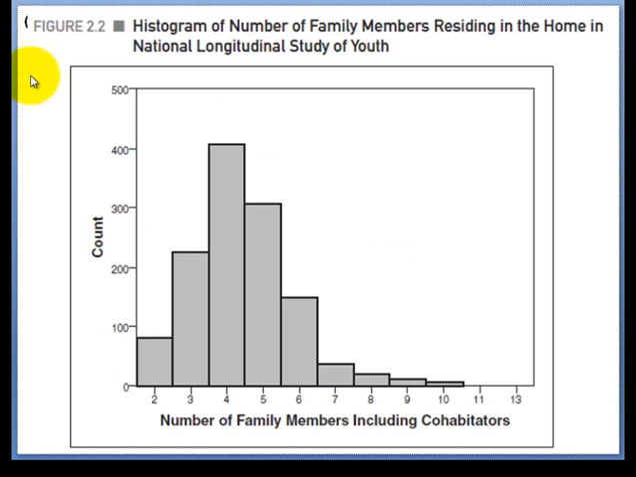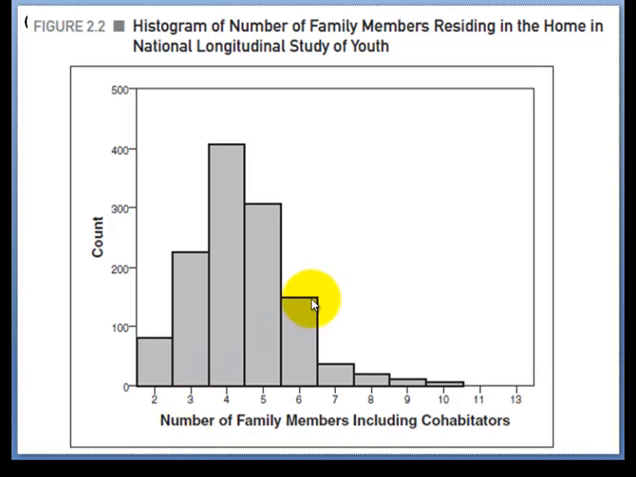Here's a histogram. The variable conveyed here is number of family members including cohabitators, and that is a numeric variable, and that's why we're using a histogram rather than a bar chart. And you can observe that in this particular histogram, the bars do indeed touch.